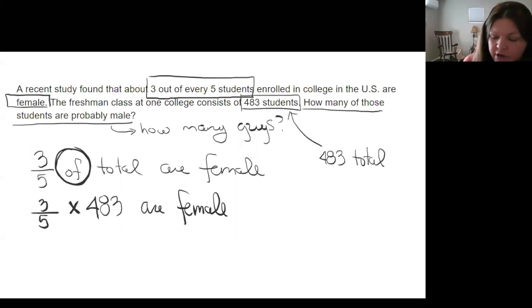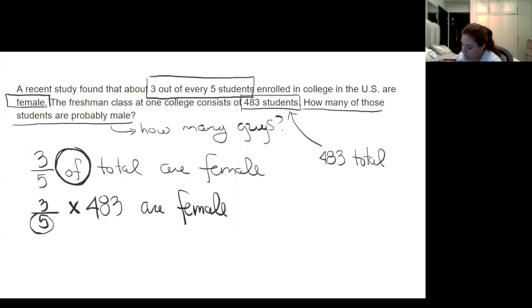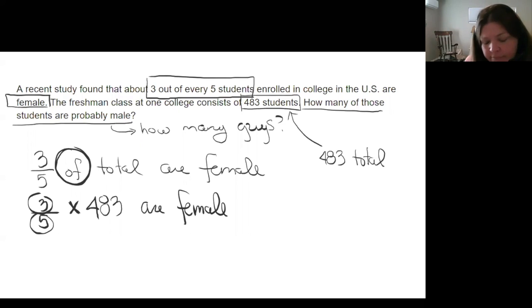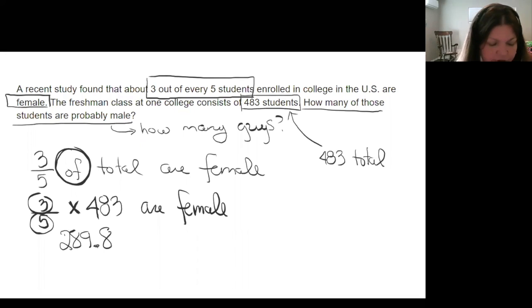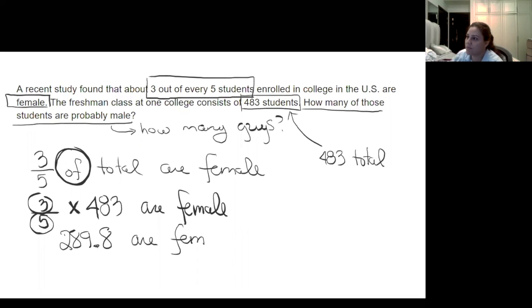Okay, so now Manal, we may not have realized that's what Manal was doing, but what Manal was doing there was multiplying with fractions. She knows that numbers on the bottom are dividers, numbers on the tops are multipliers, okay? Or you could just do this in your calculator, 3/5 times 483. I'm going to do it the super lazy way, 3 divided by 5 times 483. And I get this, 289.8. So 289.8 students are female. We subtracted from that 483.